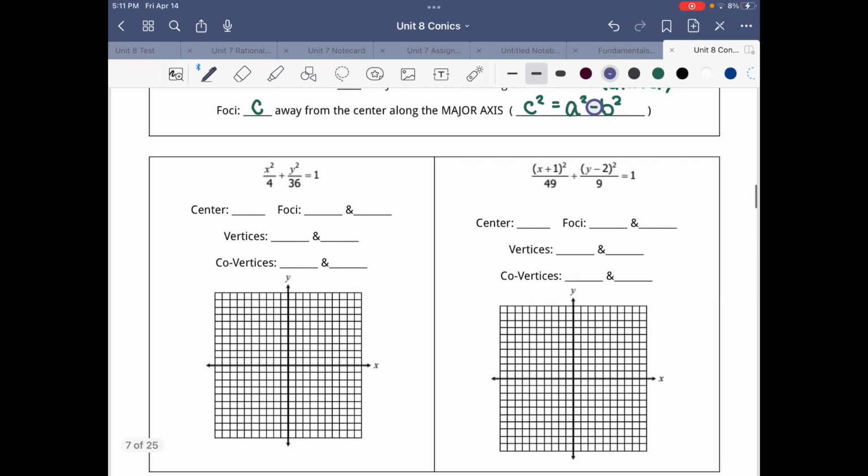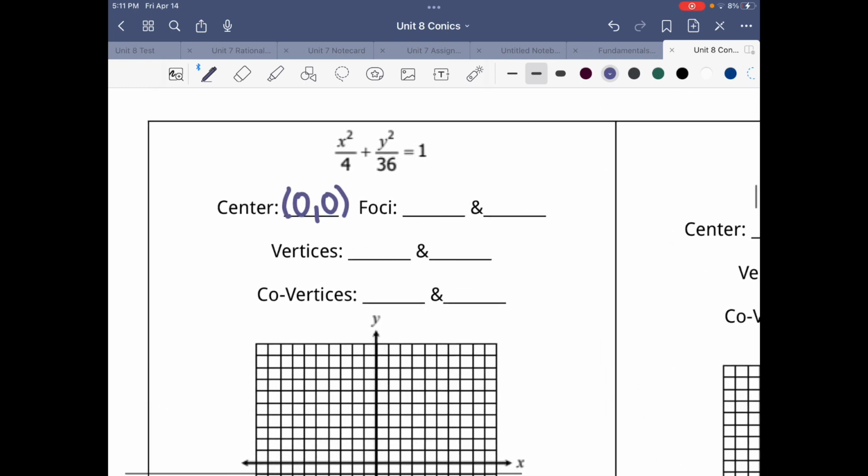As we go into this, the center of this first one, because there are no numbers next to X or next to Y, the center is going to be at 0, 0. So no number at all means that there is a 0. Then we are going to skip the foci for just a second and move straight on to the vertices.